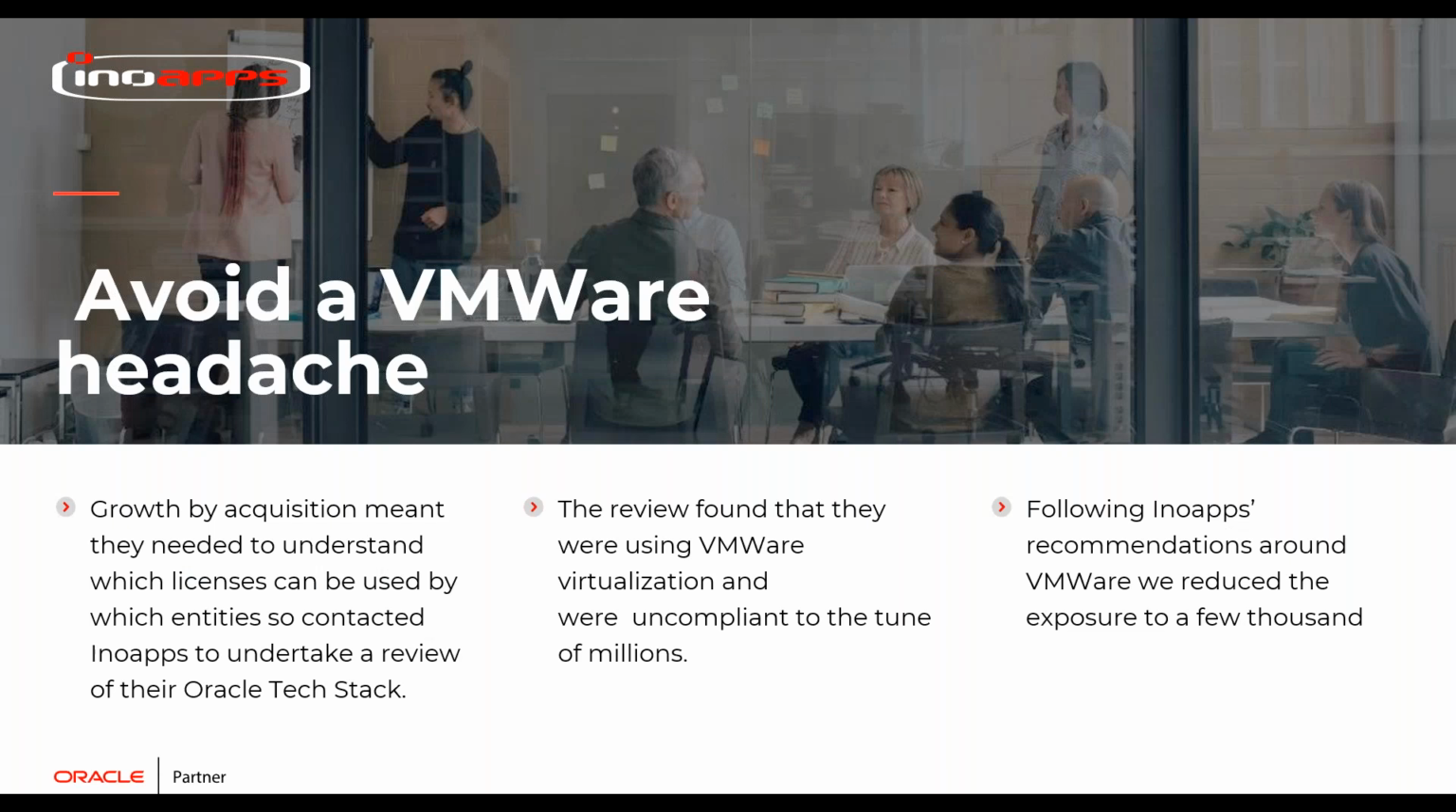Thanks again, Hazel. Look, this example focuses on the inherent dangers when using Oracle on VMware. Due to growth by acquisition, a customer came to us to better understand which licenses can be used by which entities. Our report found that they were using VMware. In versions of VMware, shared storage is required for an end user to move the virtual machines throughout the environment. In these situations, Oracle requires you to license all the physical cores of all the physical hosts that are part of the cluster that is connected to the shared storage. This is like parking in a multi-story car park and paying for every single parking space.